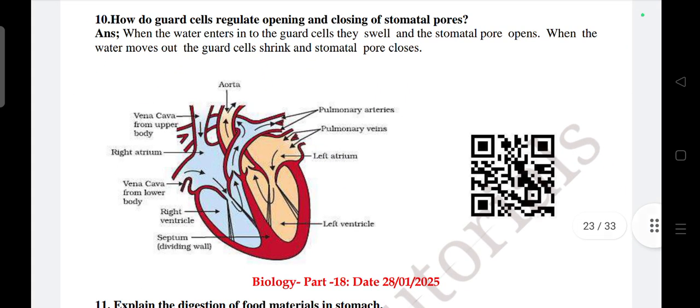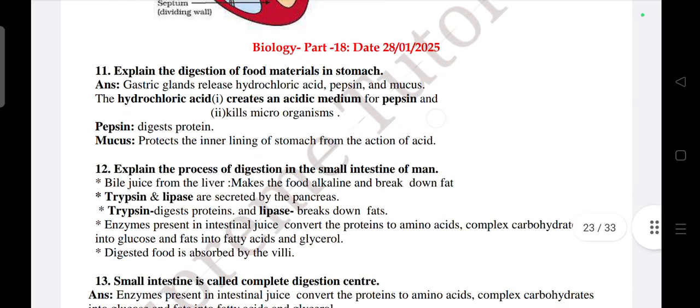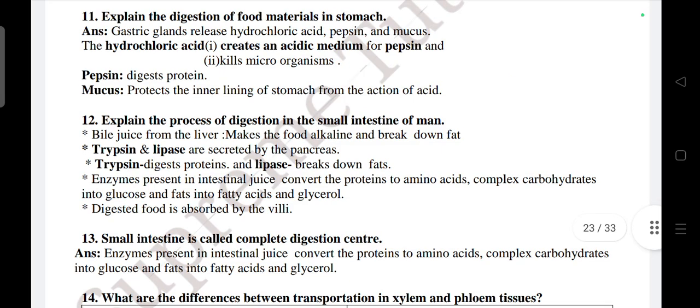Then important diagram about this one. This is an important diagram: heart. Draw the diagram and label the parts. Next, explain the digestion of food material in the stomach. Explain the process of digestion in the small intestine of a man.